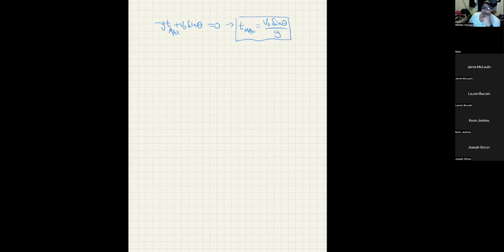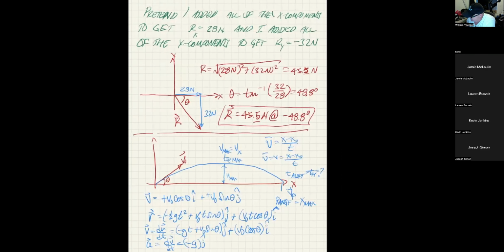Now, this works for any projectile fired from a given height that's ostensibly going to fly over level ground. Can anybody guess from the symmetry of the problem how t aloft, or t hang time, is related to t max? Anyone? Ask the question again, please. Can anybody tell me how the t aloft, the total time it takes for it to land again, is related to t at the max height? T aloft would be double t max height.